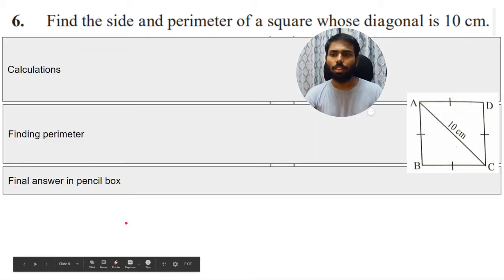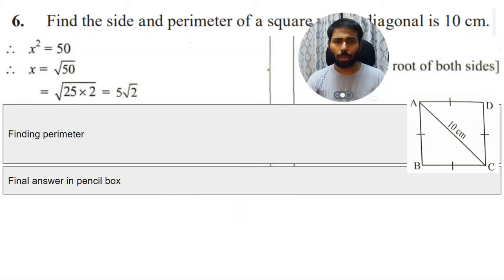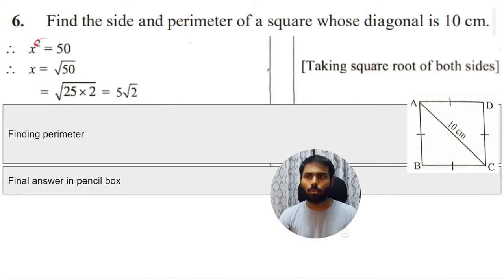Next, you will take square root on both sides, right? So if x square is equal to 50, x will be square root of 50. You're taking square root on both sides. यहाँ पे square root एक दूसरे को cancel कर देगा और यहाँ पे square root of 50 मिल जाएगा.